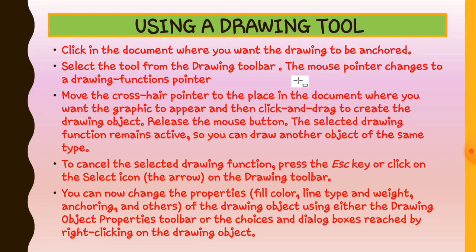By using the pointer, simply click and drag the mouse, and you can draw any shape. Move the crosshair pointer to the place in the document where you want the graphic to appear, then click and drag to create the drawing object. Then release the mouse button. What will happen? That particular object will be drawn in the OpenOffice Writer. Then the plus symbol will remain active because you are in drawing mode now.